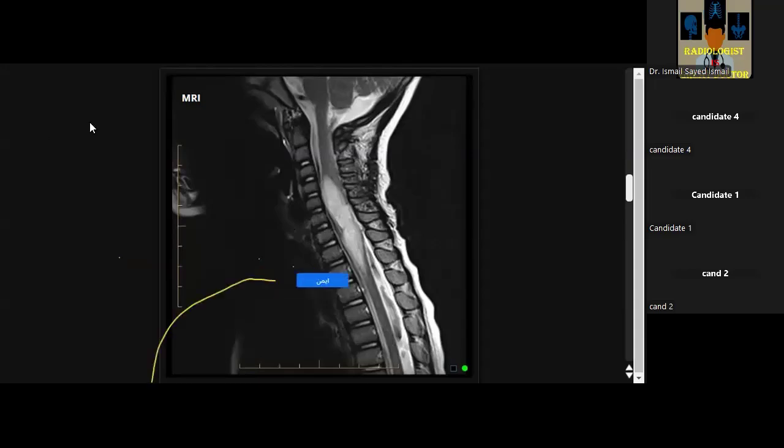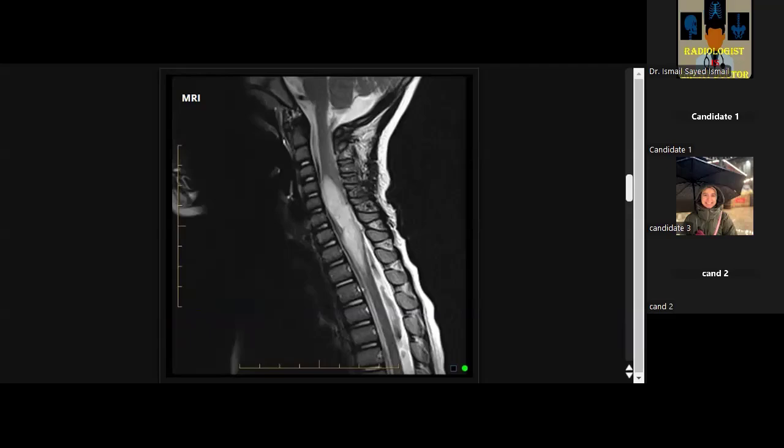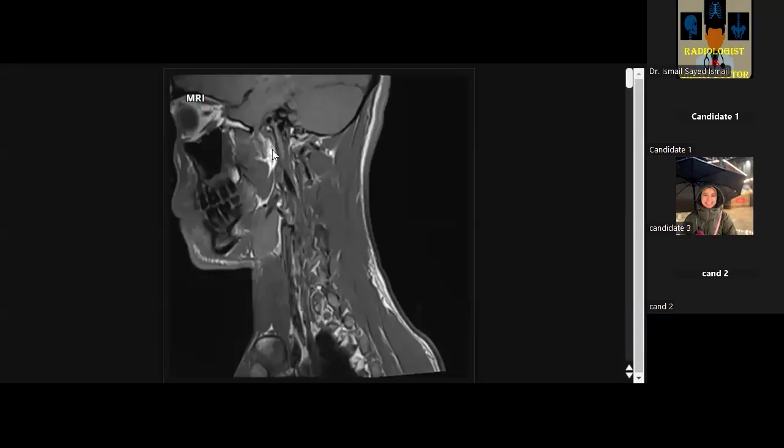Number 3, please, my friends, no one use the annotation. I will leave the mouse. Candidate 3, be ready? Yes. Just a minute, I will remove this annotation. Dr. Ayman, please. Thank you. Okay, candidate 3, ask for control. Start scrolling.